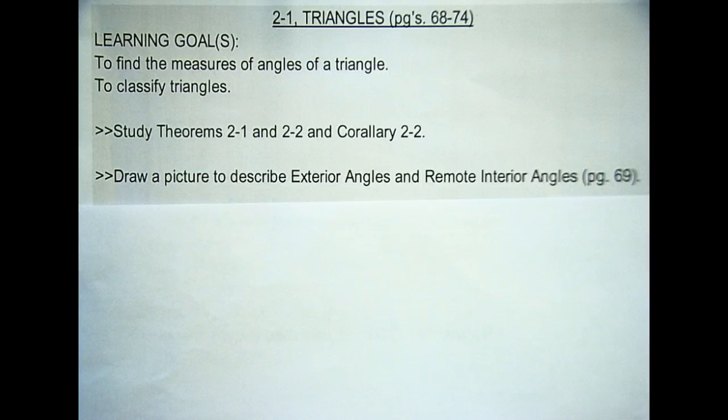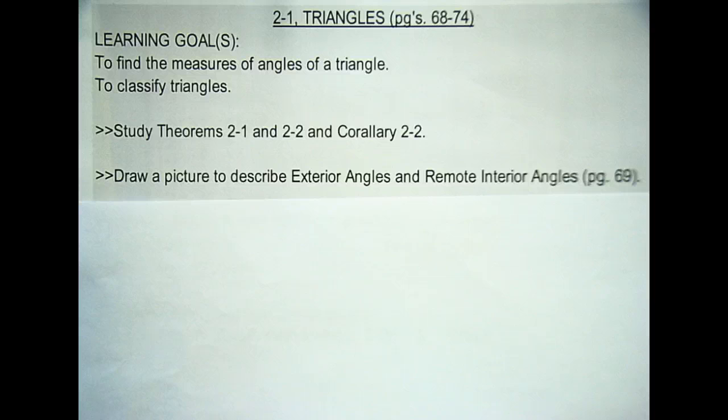So the first thing to do: study those theorems and that corollary, and draw a picture to describe a remote interior angle and the exterior angle. If it helps you, you could draw a picture for the theorems and corollaries. It's not essential, but you should at least read over them. Some of you will say, oh, I knew that, I just didn't know I knew that. All right, go ahead and get a book now and work on that. Okay, here we go.